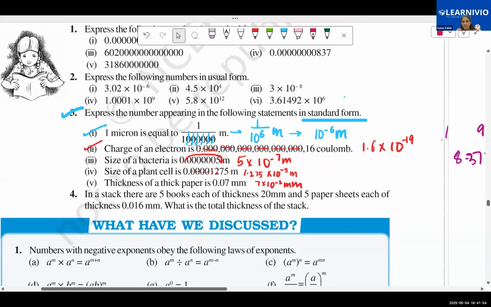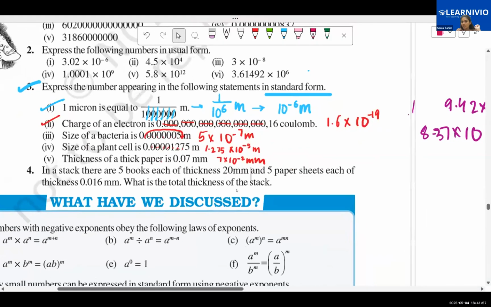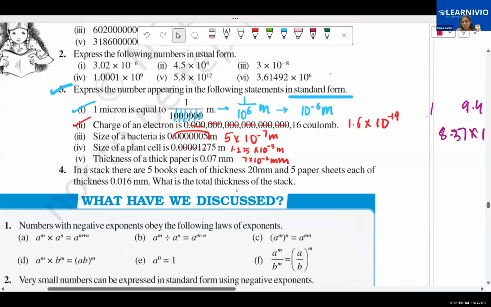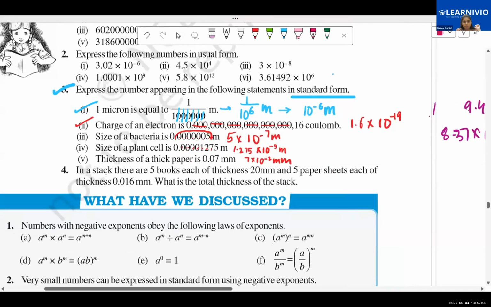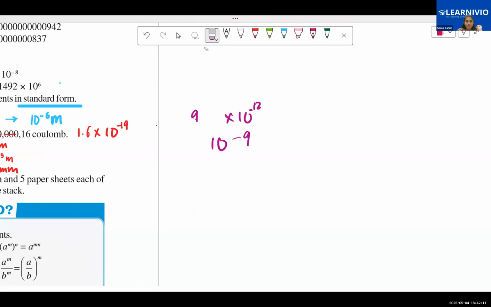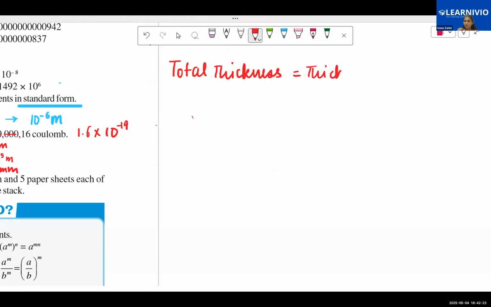Now we have the fourth question, which says that in a stack there are 5 books each of thickness 20 millimeter and 5 paper sheets each of thickness 0.016 millimeter. What is the total thickness of the stack? So first of all, let's solve it. Total thickness will be equal to thickness of the books plus thickness of paper, right? So what is the thickness of the book now?